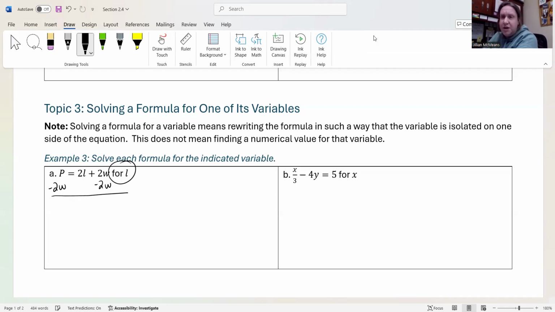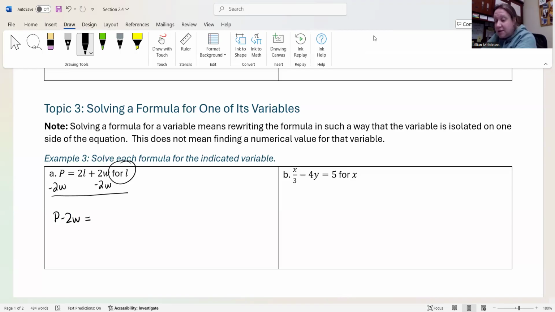It's fairly rare for me to leave stuff on the right, but I'll move that L to the left at the end, I promise. So for now, I'm going to subtract 2W from both sides. Now on the left, I get P minus 2W. That doesn't simplify, and that's the part that annoys math students. You're used to things simplifying down. But P minus 2W is just P minus 2W, okay?